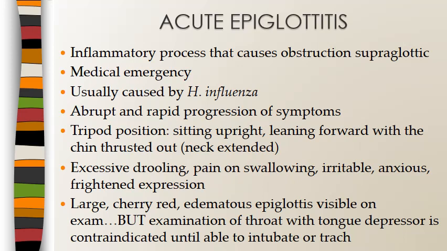If you were to do a visual exam, what you would see is a large cherry red edematous epiglottis, but you should never examine the throat of a child that is suspected to have acute epiglottitis with a tongue depressor. That's contraindicated until somebody is present who is able to intubate the child with a breathing tube or place a tracheostomy, because looking in there can cause complete obstruction of their airway. So you really need to have the personnel and emergency equipment ready. So never examine the throat of a child who you suspect to have acute epiglottitis.